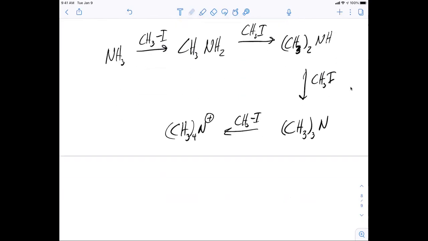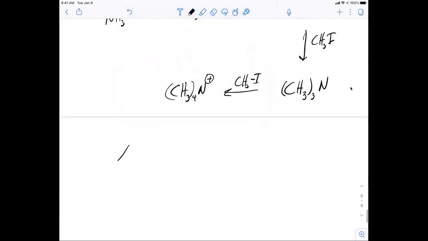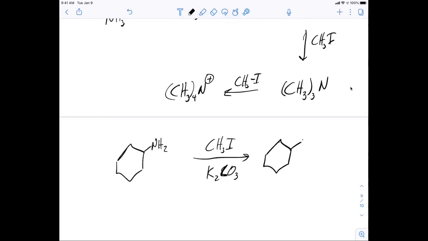So sometimes you'll actually see processes where they'll take something like this, and then they'll add methyl iodide, and then they'll put some type of mild base like sodium or potassium carbonate. And what this does is go all the way to the fully quaternary salt. Okay.